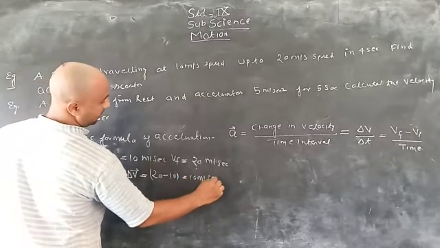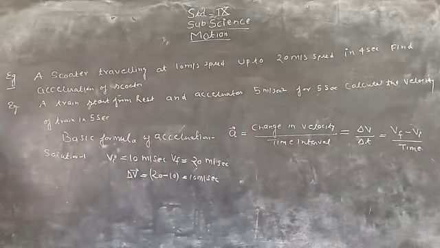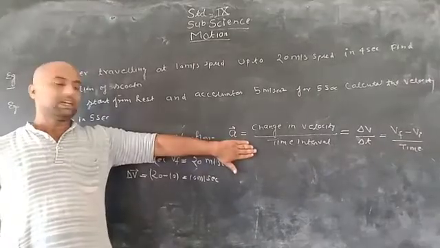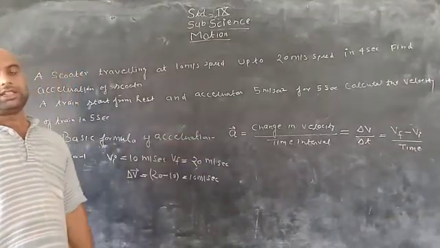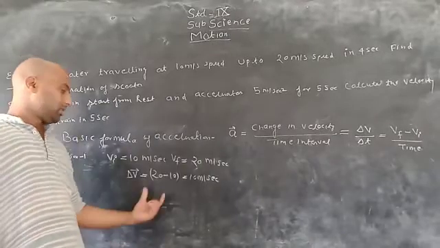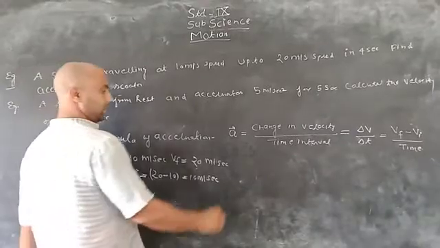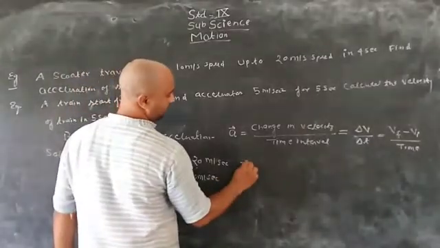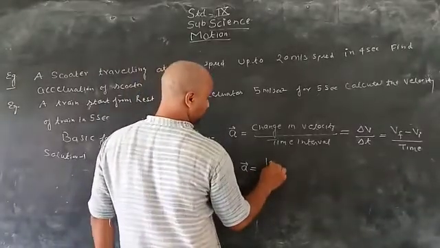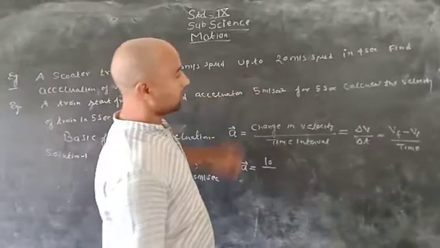So we have to first find the change in velocity, because when we apply the basic formula for acceleration, it is the change in velocity. So first we have to calculate the change in velocity. Then after that we use the formula for acceleration. What is the change in velocity and what is the time taken during this process?